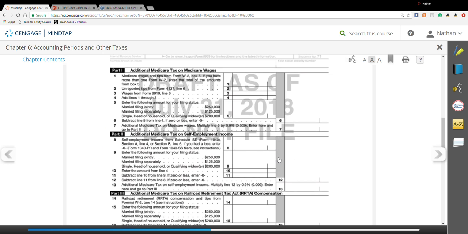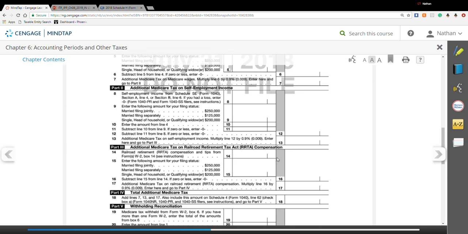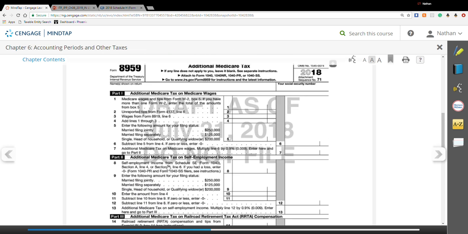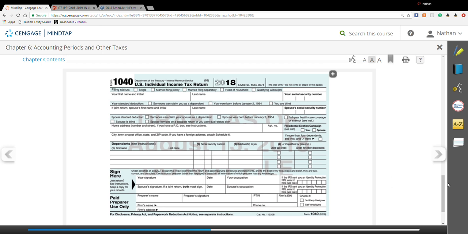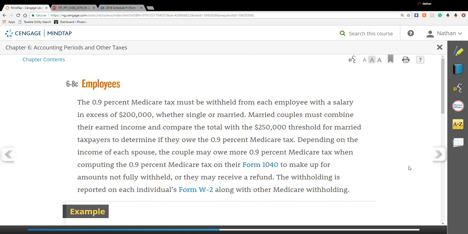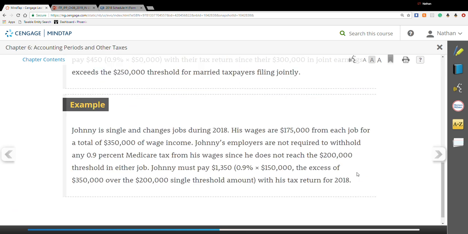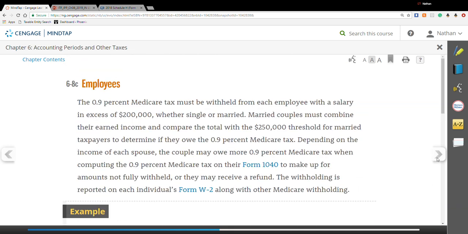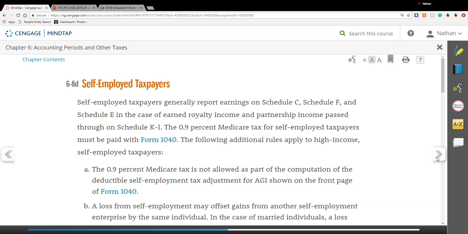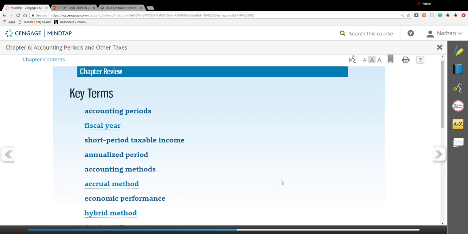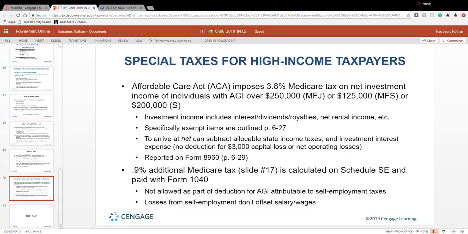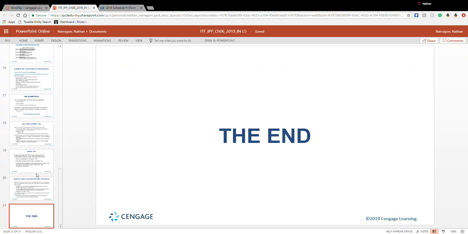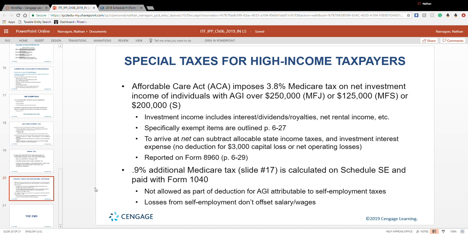Here's the additional, where they're telling us to do it on the additional Medicare, Form 8959, 0.9%. Again, this shows up on the 1040. And then the book goes in a little bit more with employees doing the same thing, and self-employment tax. One more time, it wants to do self-employment tax. So that's basically it for chapter 6.